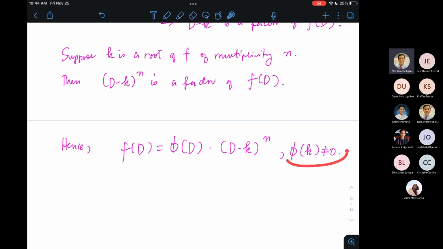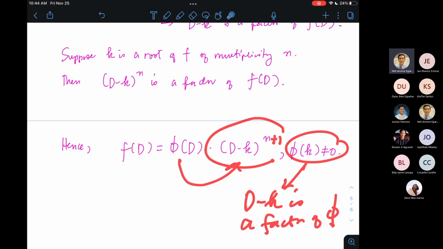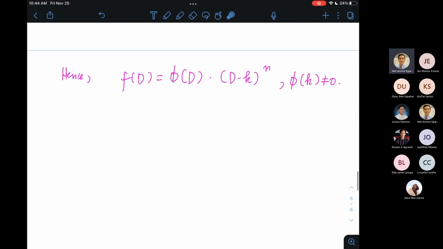So essentially, si phi of k ay hindi na pwedeng mag-0. Kasi anong implication pag nag-0 to? Ibig sabihin, pag nag-0 to, si d minus k is a factor of phi. Okay? Kung factor siya ni phi, pwede ko siyang i-factor out, tas magiging multiplicity n plus 1 na si k as a root. So hindi yun pwede. Okay? Do you follow, guys? That fine? I hope it is. Okay.